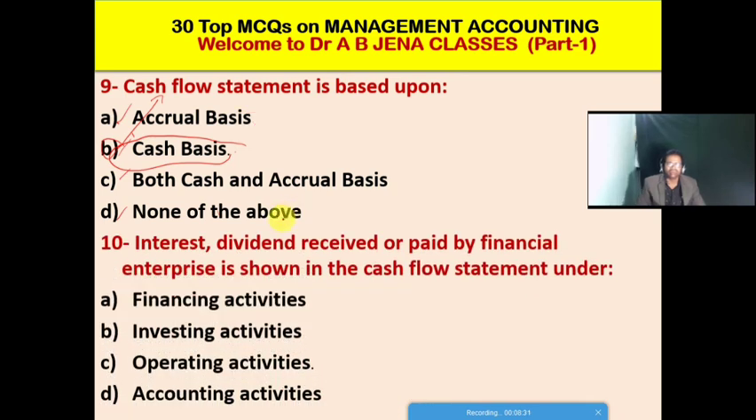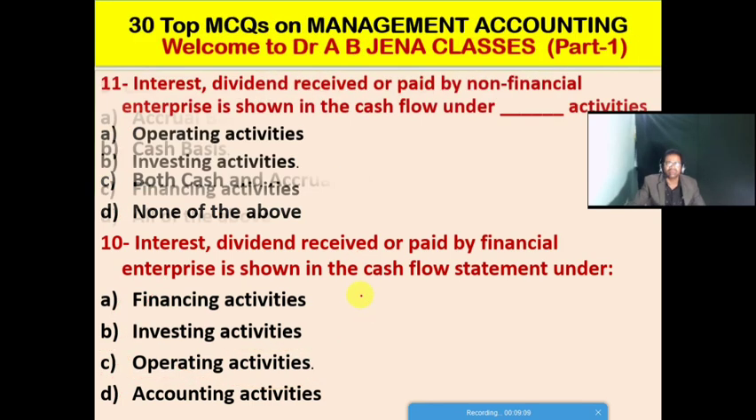So next MCQ. Interest and dividend receipts or payments by a financial enterprise are shown in the cash flow statement under which activities? A. Financing activities. B. Investing activities. C. Operating activities. D. Accounting activities. Friends, C is the right option for this MCQ. Interest and dividend receipts or payments by a financial enterprise are shown under the operating activities.